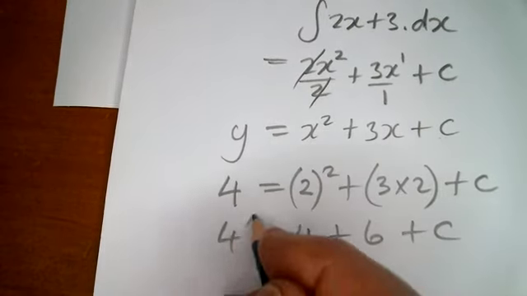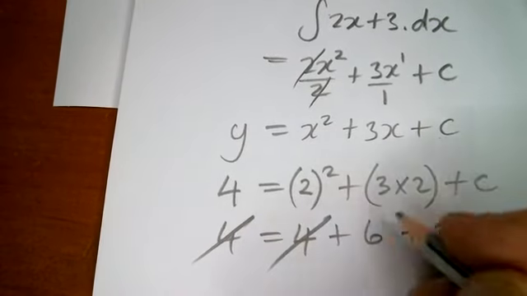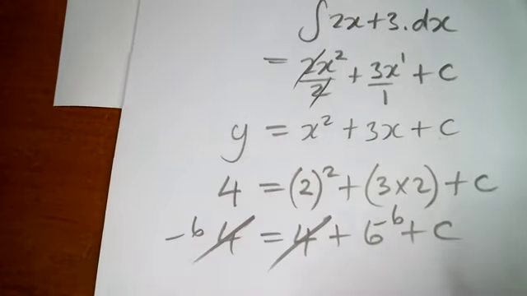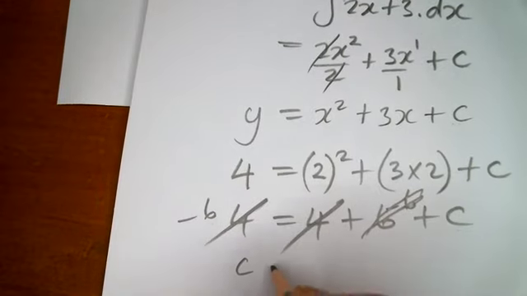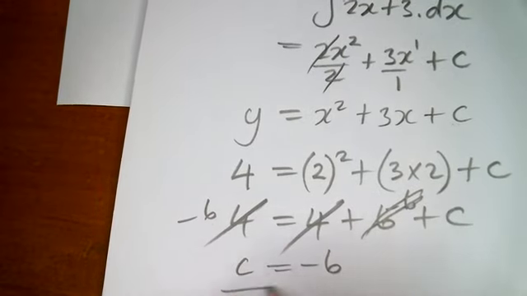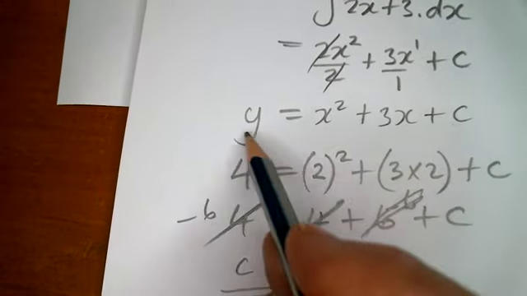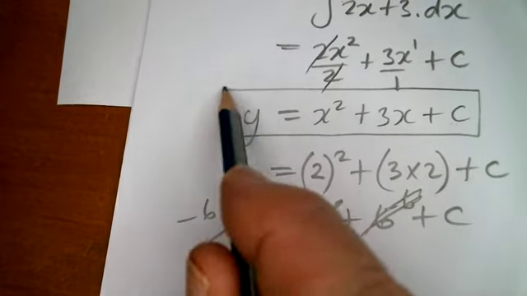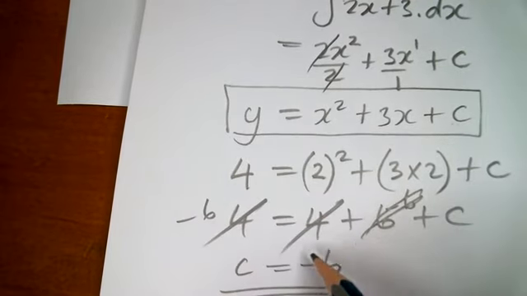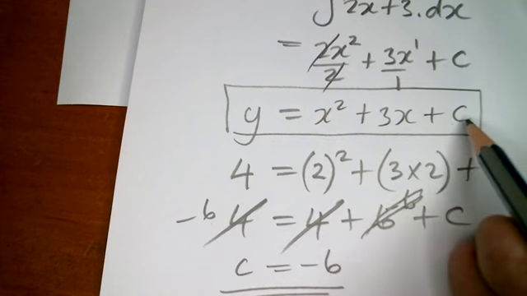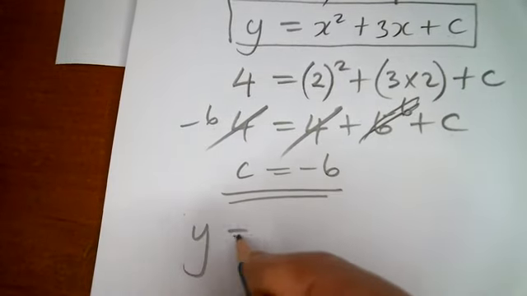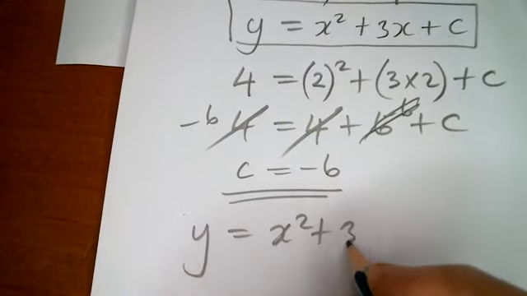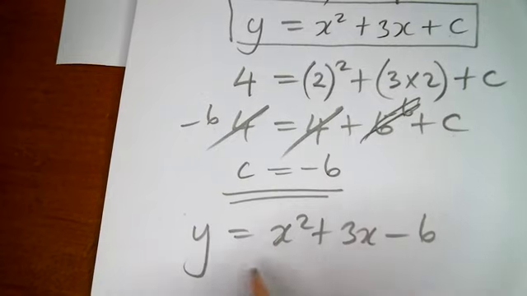So, of course, I can subtract 4 from both sides. I can subtract 6 from both sides. So now c is equal to negative 6. I'll write that in. c is equal to negative 6. So now we've got our c value. So here's our equation. This is the actual equation we're going to be working with now. And now, rather than putting a c here, we know what c is. c is negative 6. So I can just put that on the end of the equation. So let's do that right now. So we've got y is equal to x squared plus 3x minus 6.